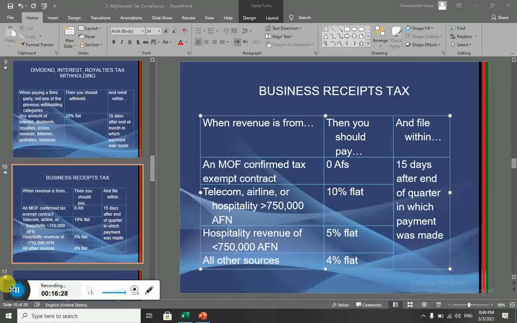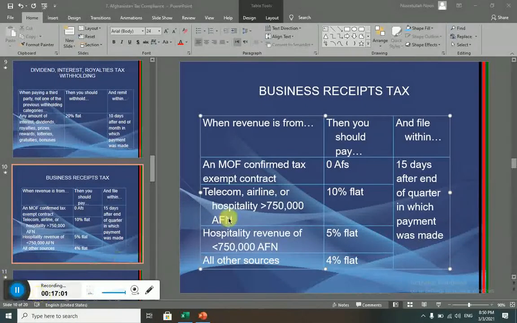The first category is a tax exempt category. If a business organization has a tax exempt contract and its exempt status is confirmed by the Ministry of Finance, like the Ministry of Finance has accepted that contract to be tax exempt, then there is no business receipt tax, or we can say BRT. Right, that's the first category.